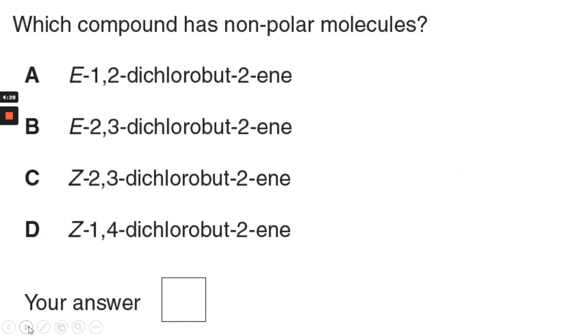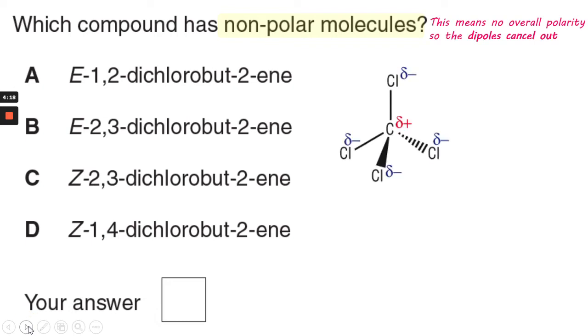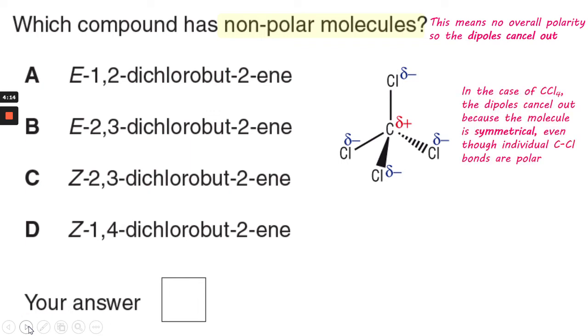So this is our question. First thing to have a look at is the fact that they want you to identify nonpolar molecules. It means no overall polarity, so the dipoles will cancel out. Looking at an example, tetrachloromethane, although there are polar bonds, which you can see here, obviously the C-Cl bonds are polar because of the dipoles, they act in opposite directions to one another.